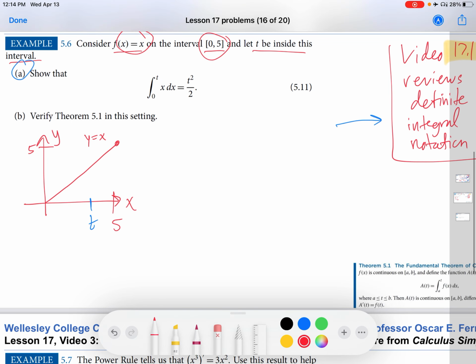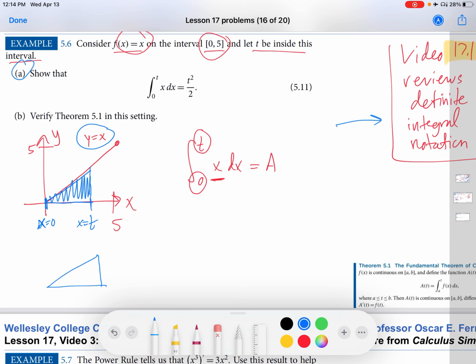What does that mean? All right, so the integral from 0 to t of x dx, that is measuring the area between the graph of y equals x and the x-axis, where x ranges from 0 to t. So here is x ranging from 0 to t, and here is the graph of y equals x. So I'm talking about this area between the graph and the x-axis and ranging from x equals 0 to x equals t. That area is the area, if I pop it out here, of a triangle.